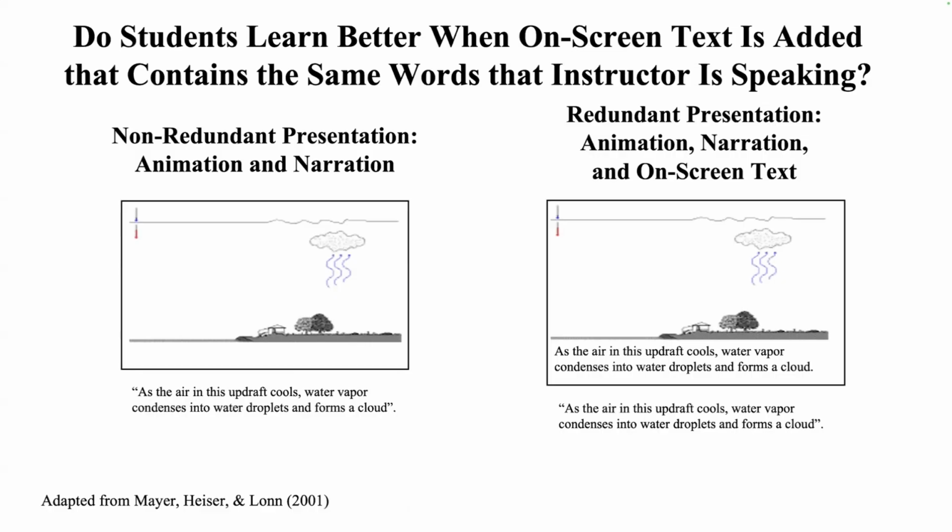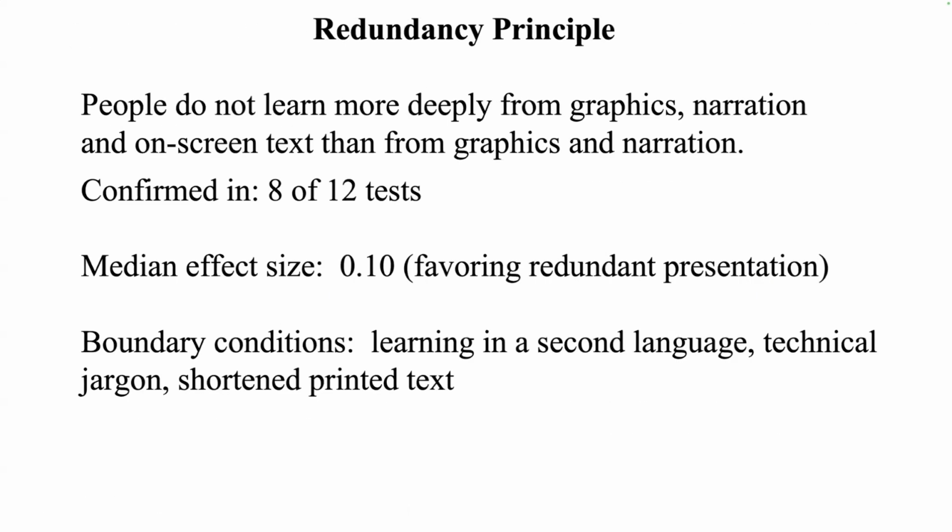Redundancy, this is simply saying that people learn better. So this is from the lightning lesson. On the left, we just have animation and narration. On the right, we have added on-screen text at the bottom of the screen. People learn better without that on-screen text. In 8 out of 12 experiments, we're getting a median effect size of 0.1. So essentially, it doesn't pay to add that on-screen text, is what we're saying with the redundancy principle.